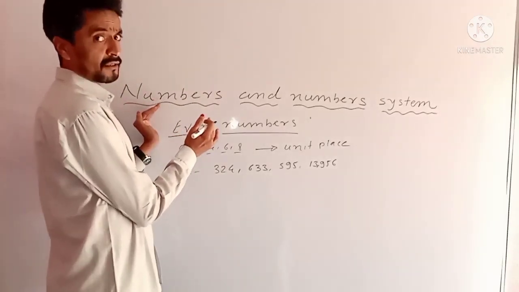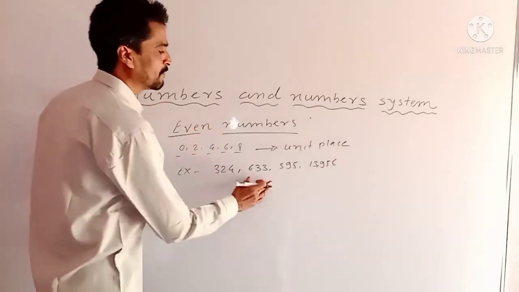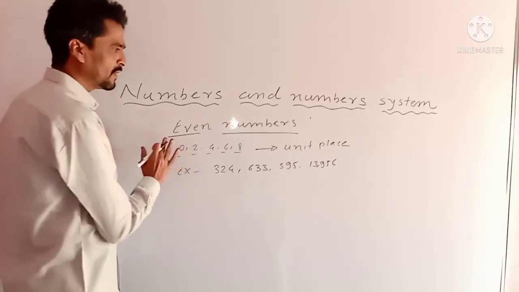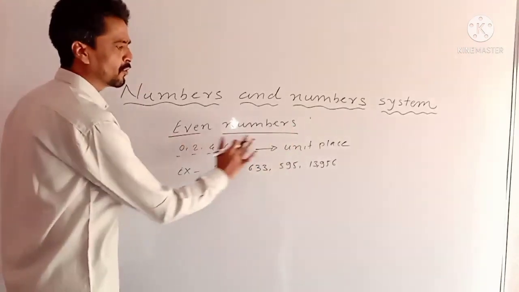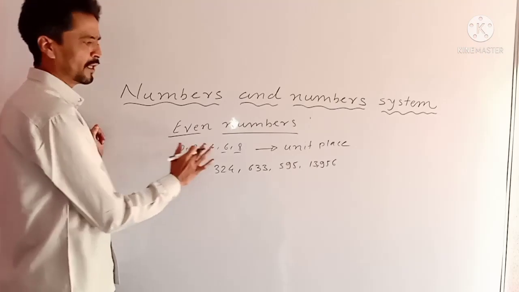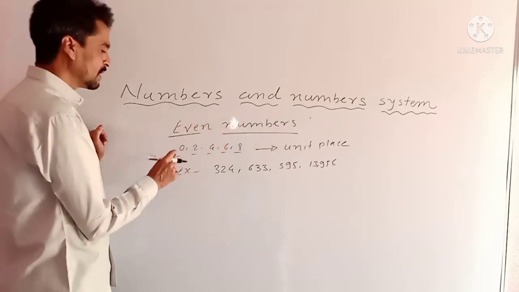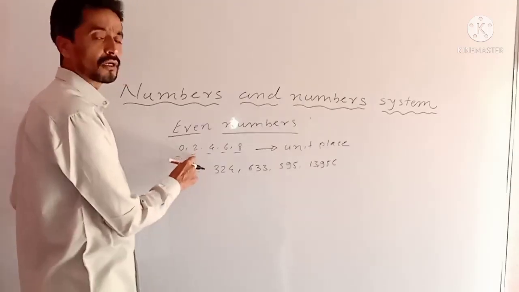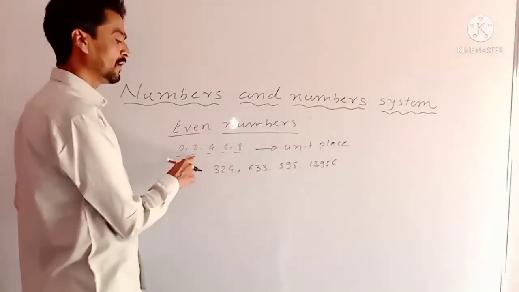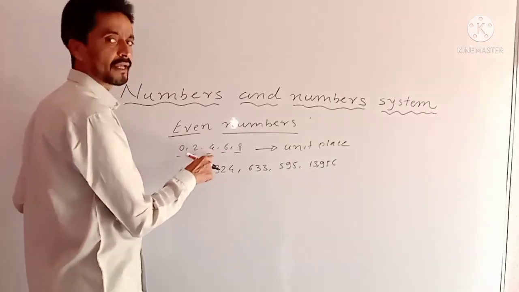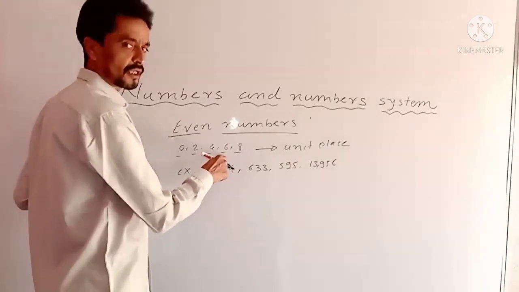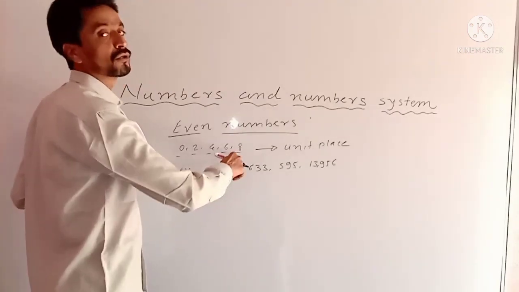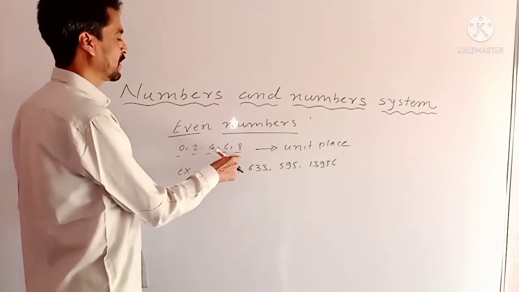We are identifying even numbers from the given examples. The information given here is the study topic about even numbers. If 0 is on the unit place, that is an even number. If 2 is on the unit place, that is an even number. If 4 is on the unit place, that is an even number. If 6 is on the unit place, that is an even number. And if 8 is on the unit place, that is an even number.